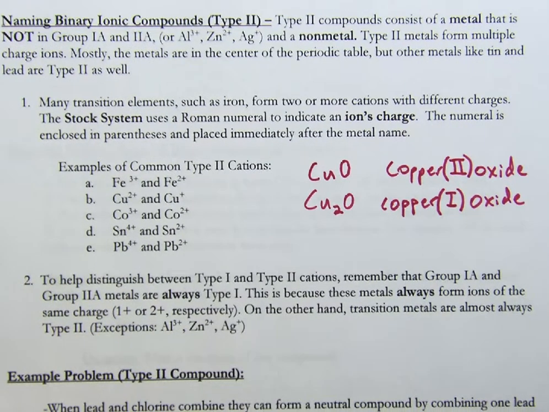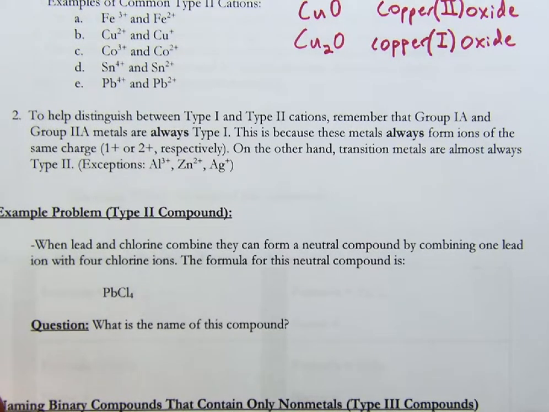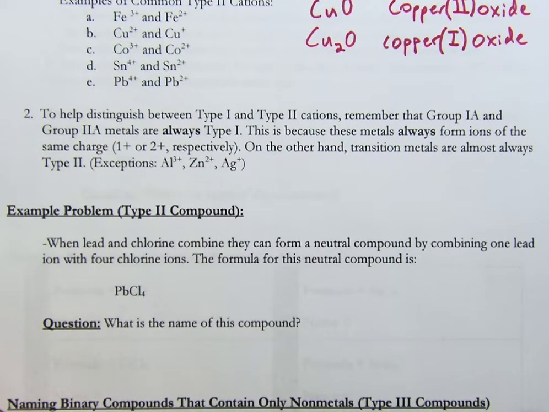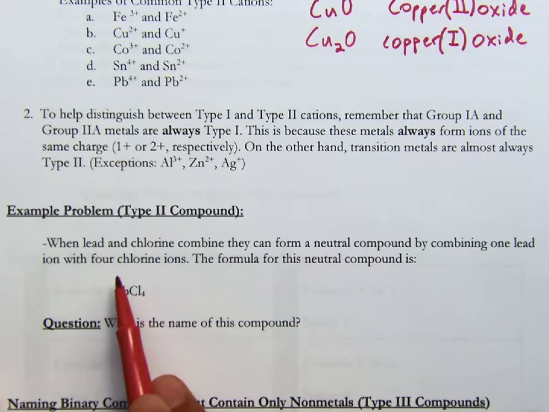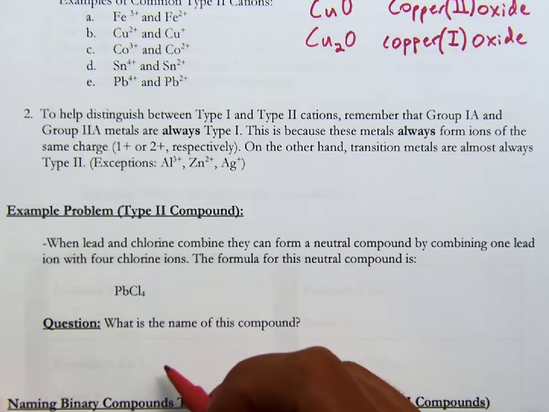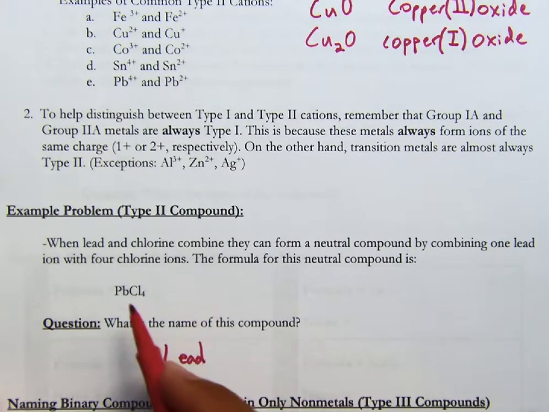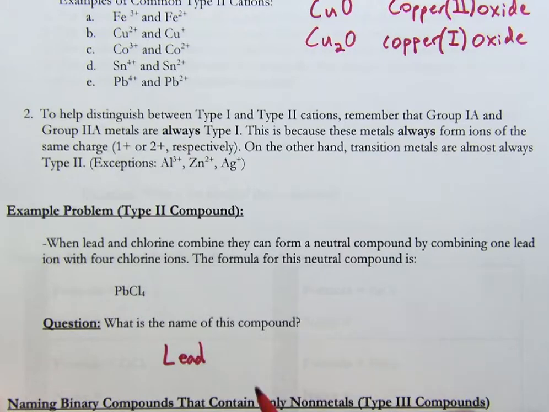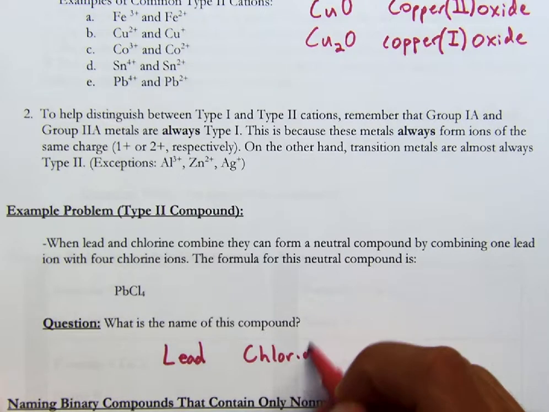So here is an example problem. Another example problem. I just did a couple there. It says, when lead and chlorine combine, they form a neutral compound by combining 1 lead with 4 chlorines. The formula is PbCl4. What is the name of this compound? Well, Pb is lead. Cl is chlorine. Chlorine becomes chloride.